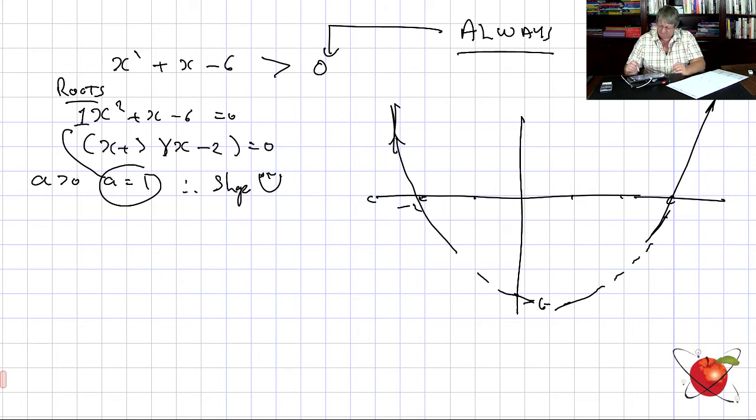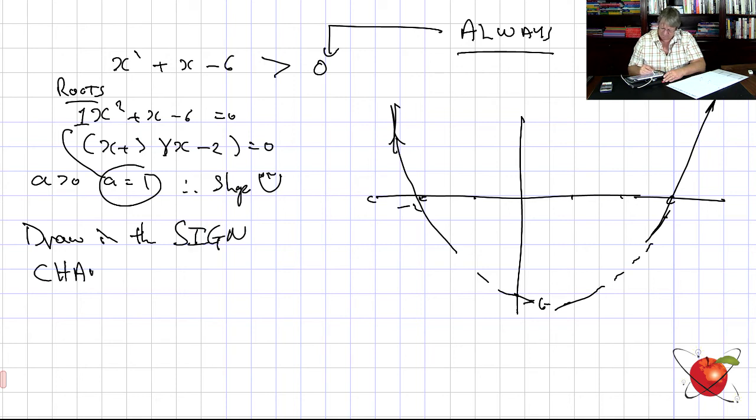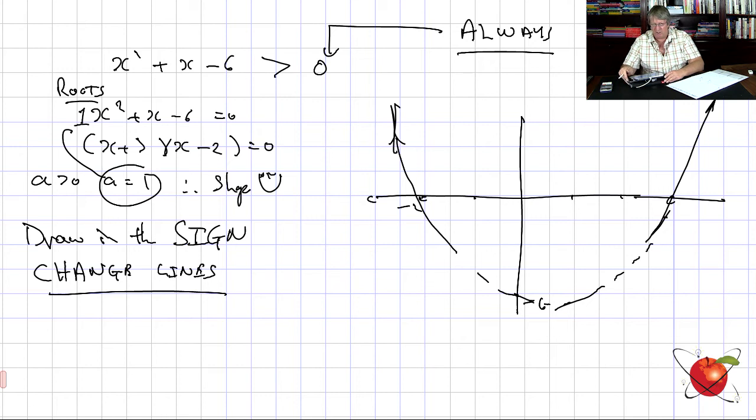Now, the next step is to draw in the sign change lines. What are the sign change lines? It's where the y value changes sign. So you go there.